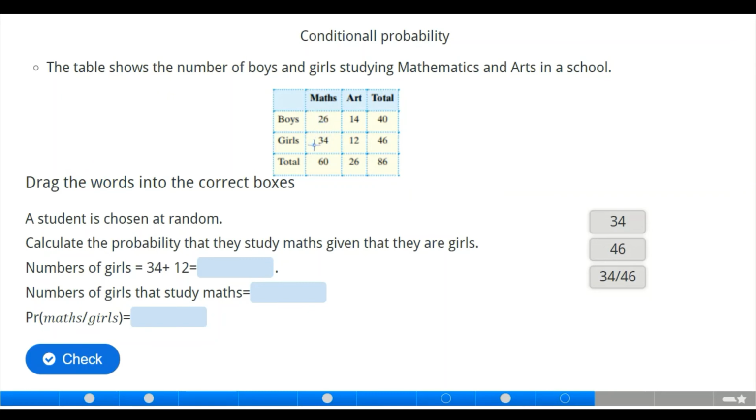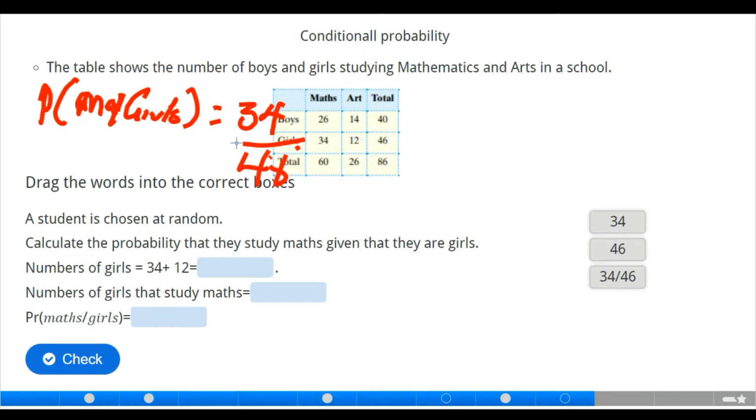The number of girls that study mathematics is 34. And the total number of girls that study the two subjects is 46. So the probability that they study mathematics, given that they are girls, is going to be the number of girls that study mathematics, which is 34, divided by the total number of girls in that class. So that is 34 over 46. And that is the probability that they study mathematics, given that they are girls.